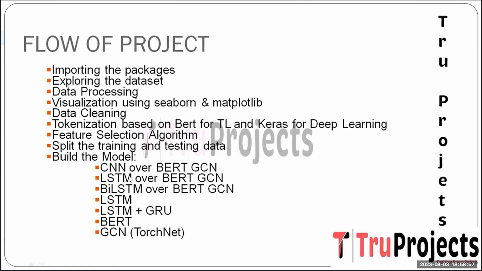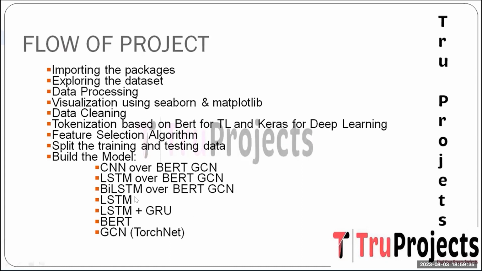And the second one is LSTM over BERT GCN. Long short-term memory networks are combined with BERT and GCN to capture the sequential dependency and contextual information, effectively improving the understanding and representation of the text data. And the next one is BiLSTM over BERT GCN. Bidirectional LSTM, which processes the input data in both the forward and backward directions, is integrated with BERT and GCN, enabling the model to grasp the contextual nuances from both past and future words.